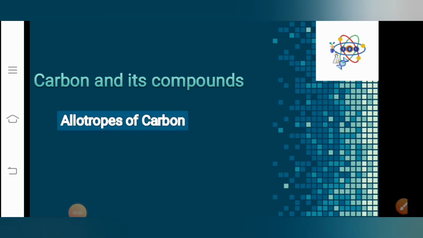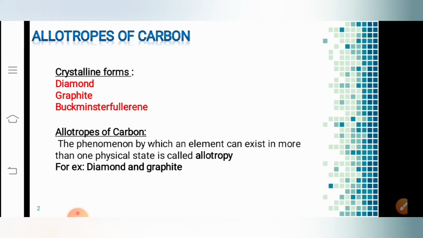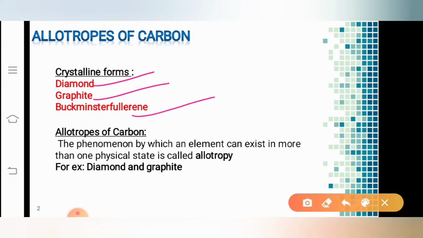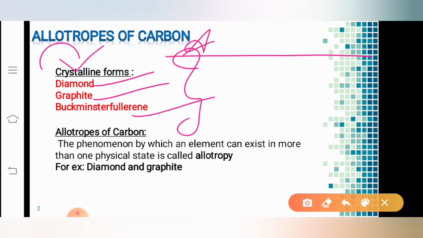In this session, let us understand about the allotropes of carbon. Here we have three allotropes of carbon. They are diamond, graphite, and Buckminsterfullerene. All these three types of carbon fall under the category of crystalline form of carbon. We do also have another type of carbon, that is the amorphous form.